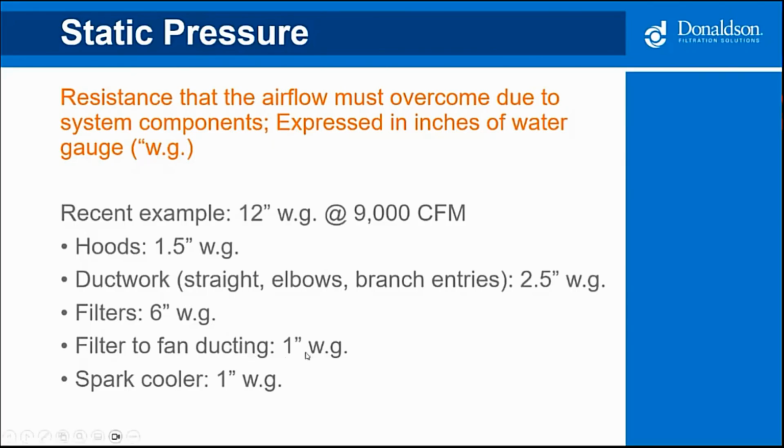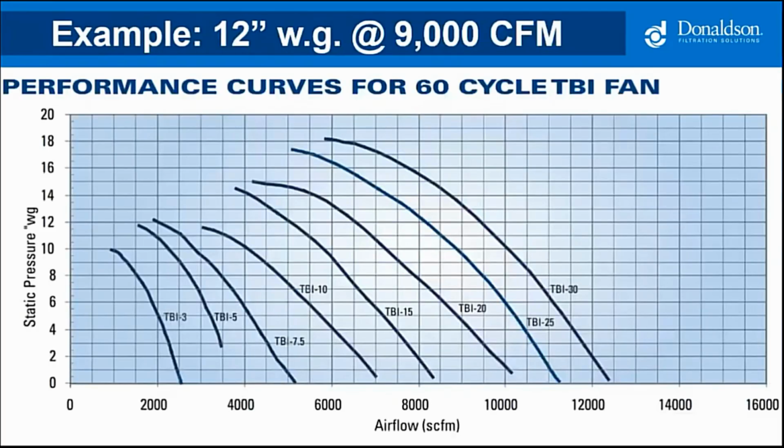Then we have the filter to fan loss. That's a compression point. So that's another 1 inch. And then that spark arrestor, spark cooler that I showed you earlier, has a loss associated. Most people go into an existing system: oh, I need to get compliant, I need a spark arrestor system. Okay, they put it in. Their blower was not sized properly to begin with. Now it fails. Whose fault is that? The dust collector? No. So these are the things that you have to look at in your design.